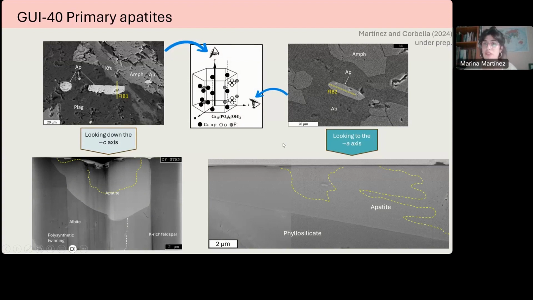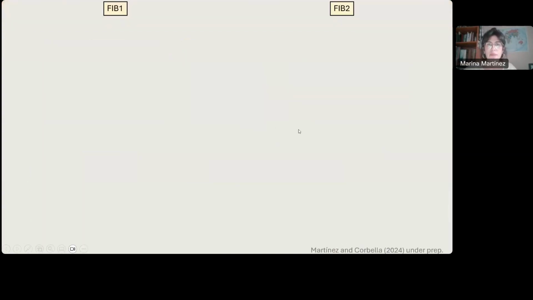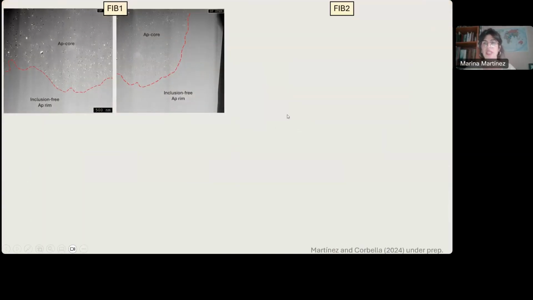Maybe you cannot see it, but I tell you that in both apatites we have a region filled with inclusions, and even a larger one that did not survive the FIB preparation, but we could see it while we were preparing the FIB section. And so I'm showing you here better images of these inclusions. You can see that they basically fill the core of the grain, and the interface is irregular. And then we have an inclusion-free apatite rim.